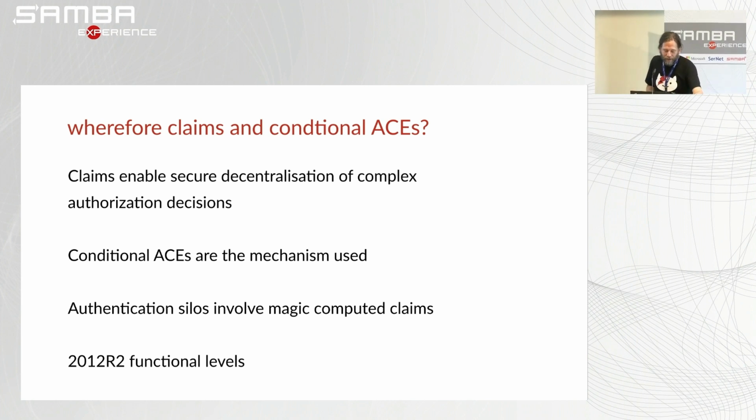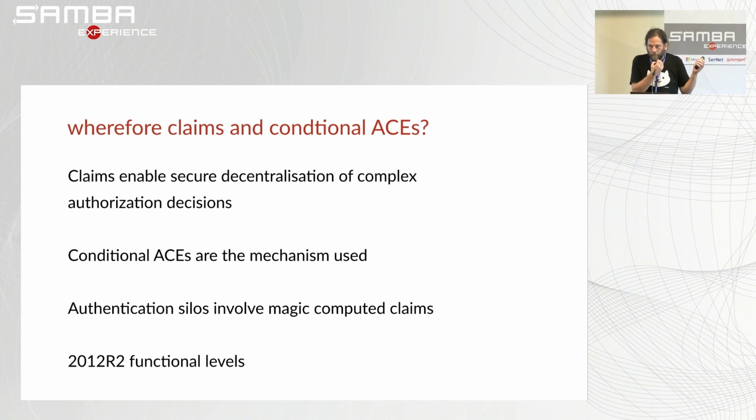So, for what reason? It's about the decentralization of complex authorization decisions, and that's what claims are for. And conditional ACEs are the mechanism by which they're evaluated in at least some places. So the claim could be used in other ways by other things, but it would amount to the same kind of decisions.